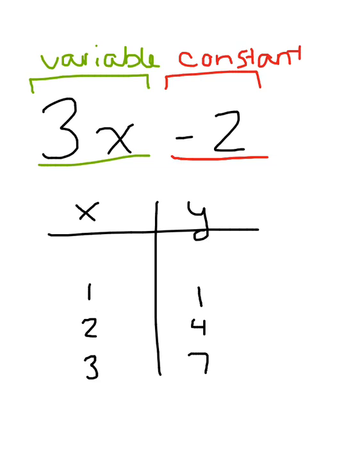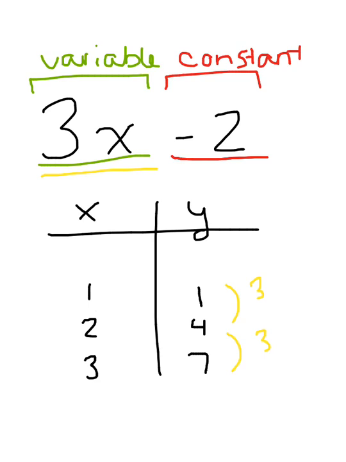The equation is going to have 2 parts. First part is going to be your variable, so that's in green here. This is the part that jumps every time. In this case, when we look at the table, it's jumping up by 3s. So I know no matter what, it's going up by 3 each time.